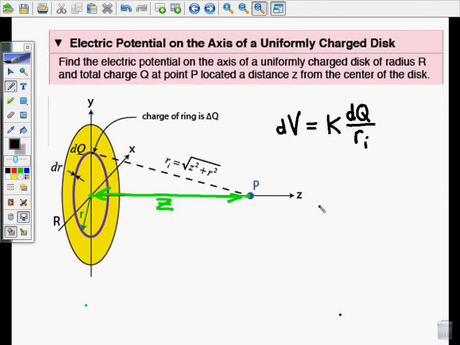What can we say dq is equal to? If we use a surface area density, that's the sigma. Sigma.